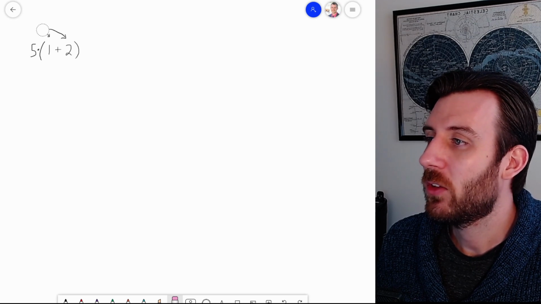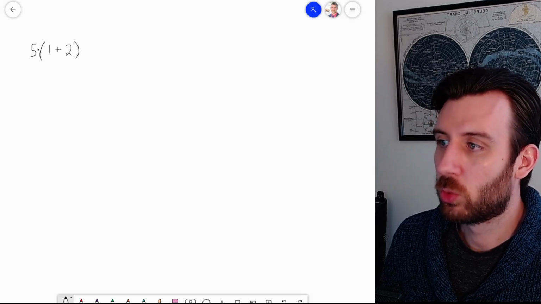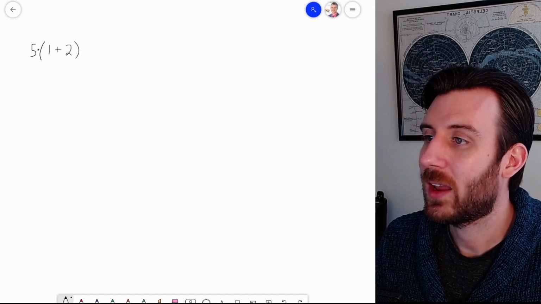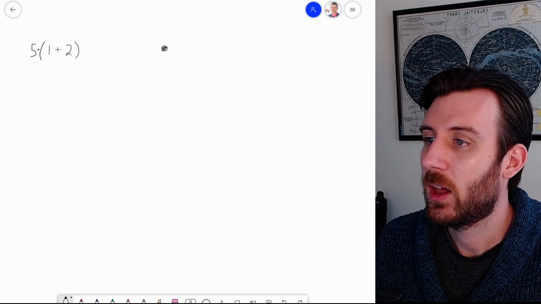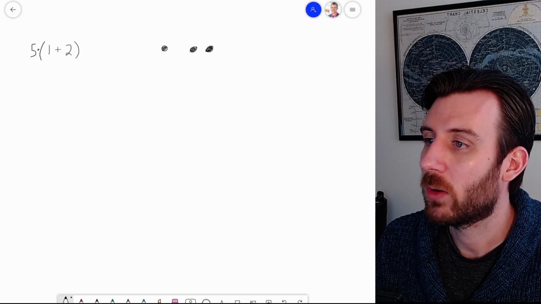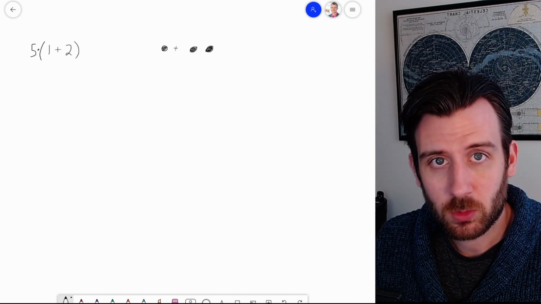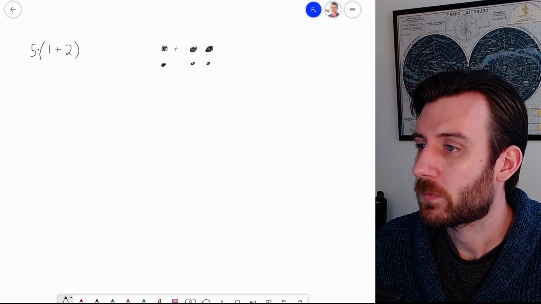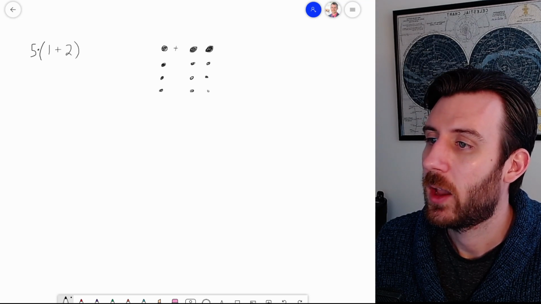So instead, let's think about what all of this means. This means that we have 5 of these groups of 1 and 2. So for example, let's take a look at that. If I have 1 and 2 things, maybe I can represent that with these little dots. So I'll do a shaded in dot, and another shaded in dot, and another shaded in dot. And this will represent my 1 and 2 right here, my 1 and my 2. But I would like 5 of these 1 and 2s. Okay, sure enough. Let's say that I have another 1 and another 2, another 1 and another 2, another 1 and another 2, and another 1 and another 2.